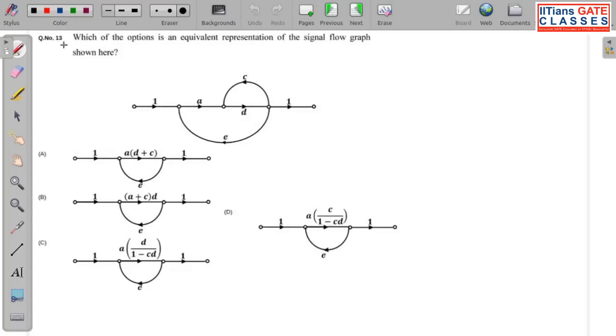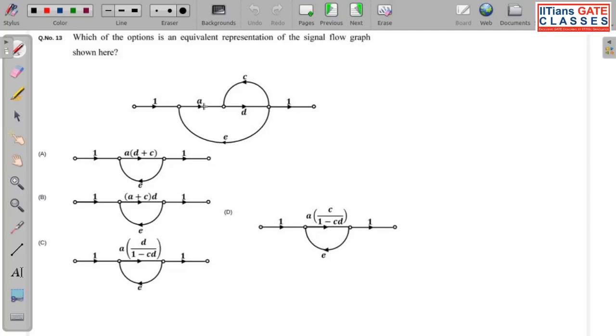Again, this is a 1 mark question. They have asked which of the options is an equivalent representation of the signal flow graph shown here. They have given you the signal flow graph and they are asking you which of them is the equivalent signal flow graph. Okay, so if we see what they have done, you can check.